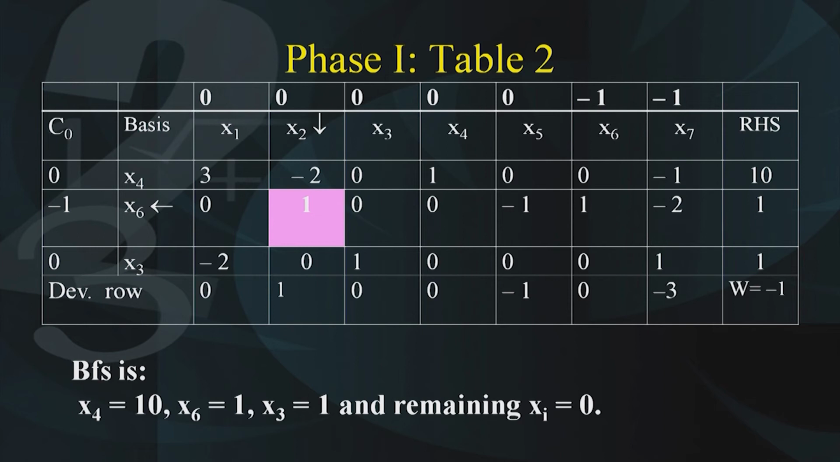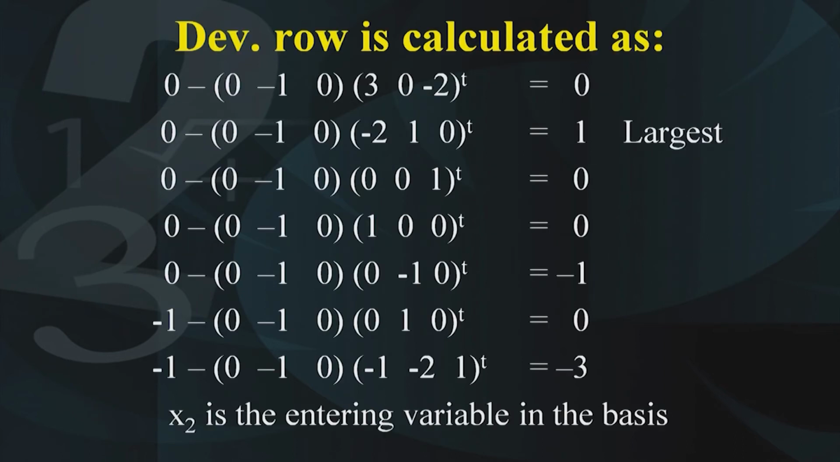and remaining zeros. Again, as before, we will do the calculations for obtaining the deviation rows. And what are those calculations? These are the calculations. As before, you can see that all those entries which correspond to the basic variables, that is x4, x6 and x3, automatically will become 0, and the remaining entries you have to calculate as before.